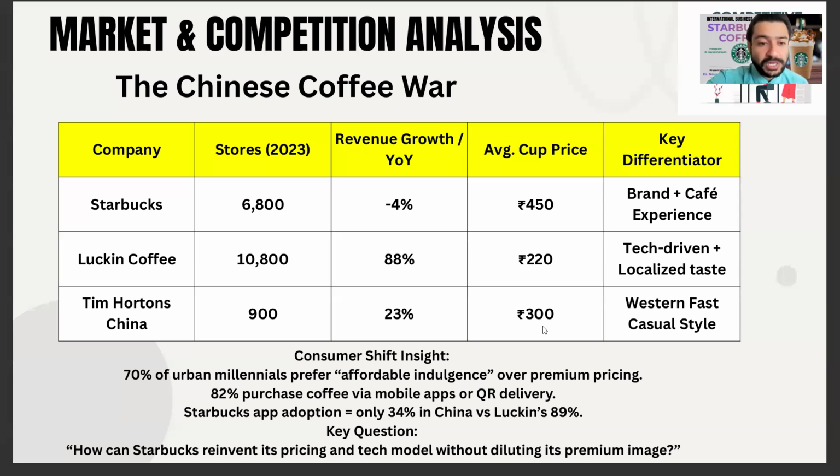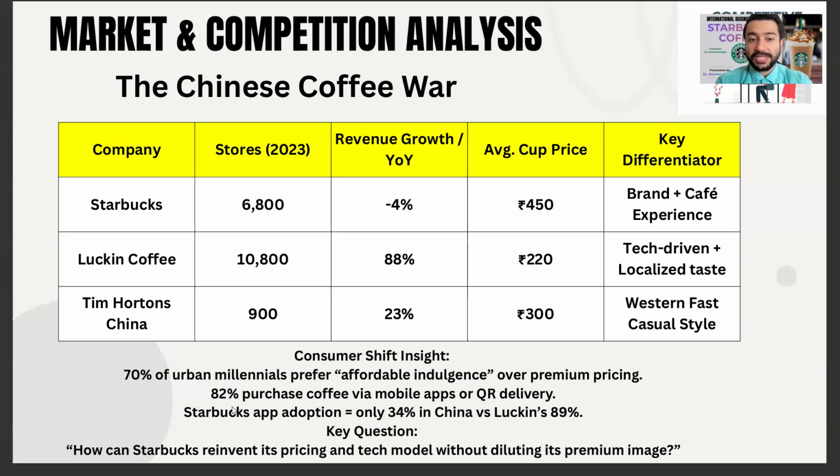Now, this is a massive growth gap, clearly showing who is winning the local game. Who is winning the local game? Can you comment in the comment box? Obviously, Luckin Coffee, right? Luckin positioned itself as affordable, fast and smart, exactly the digital first experience Chinese millennials wanted.